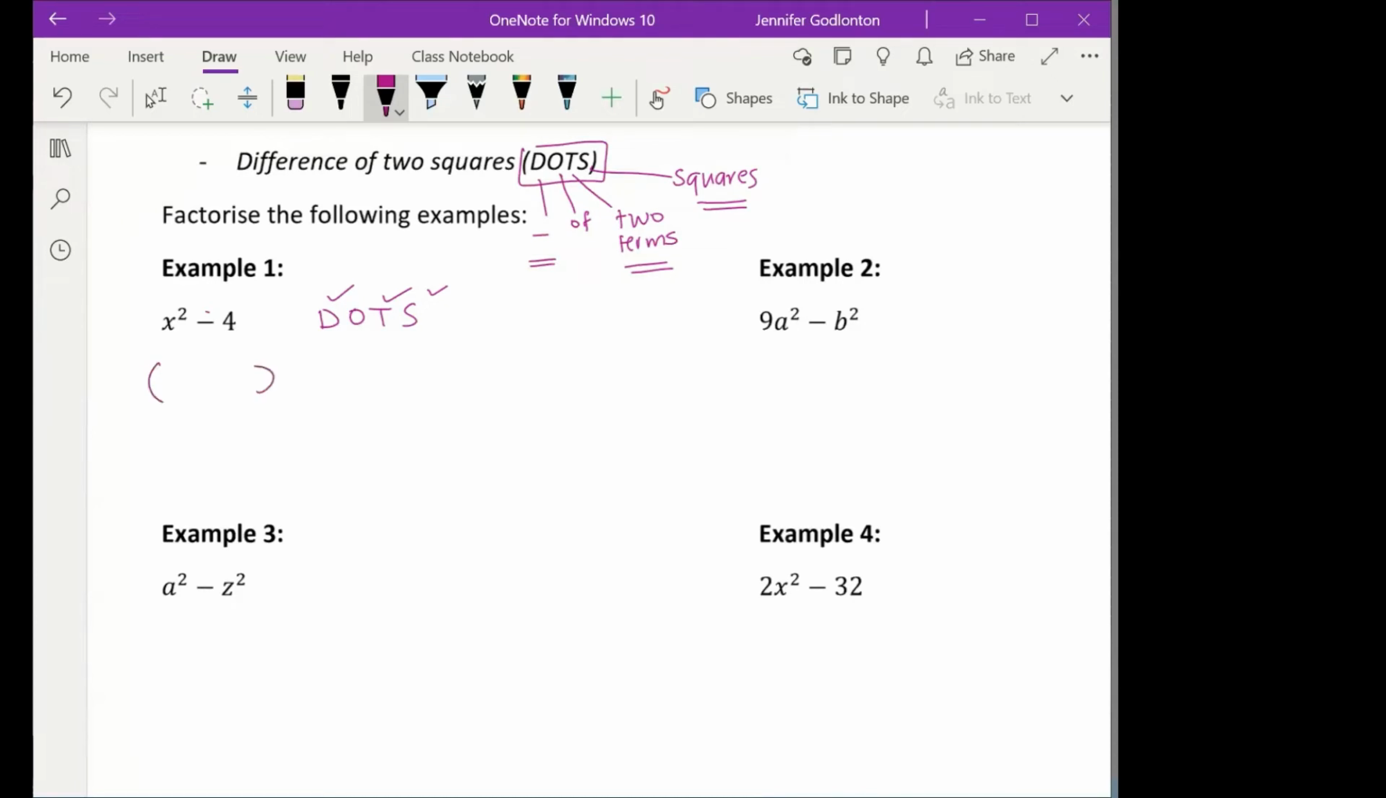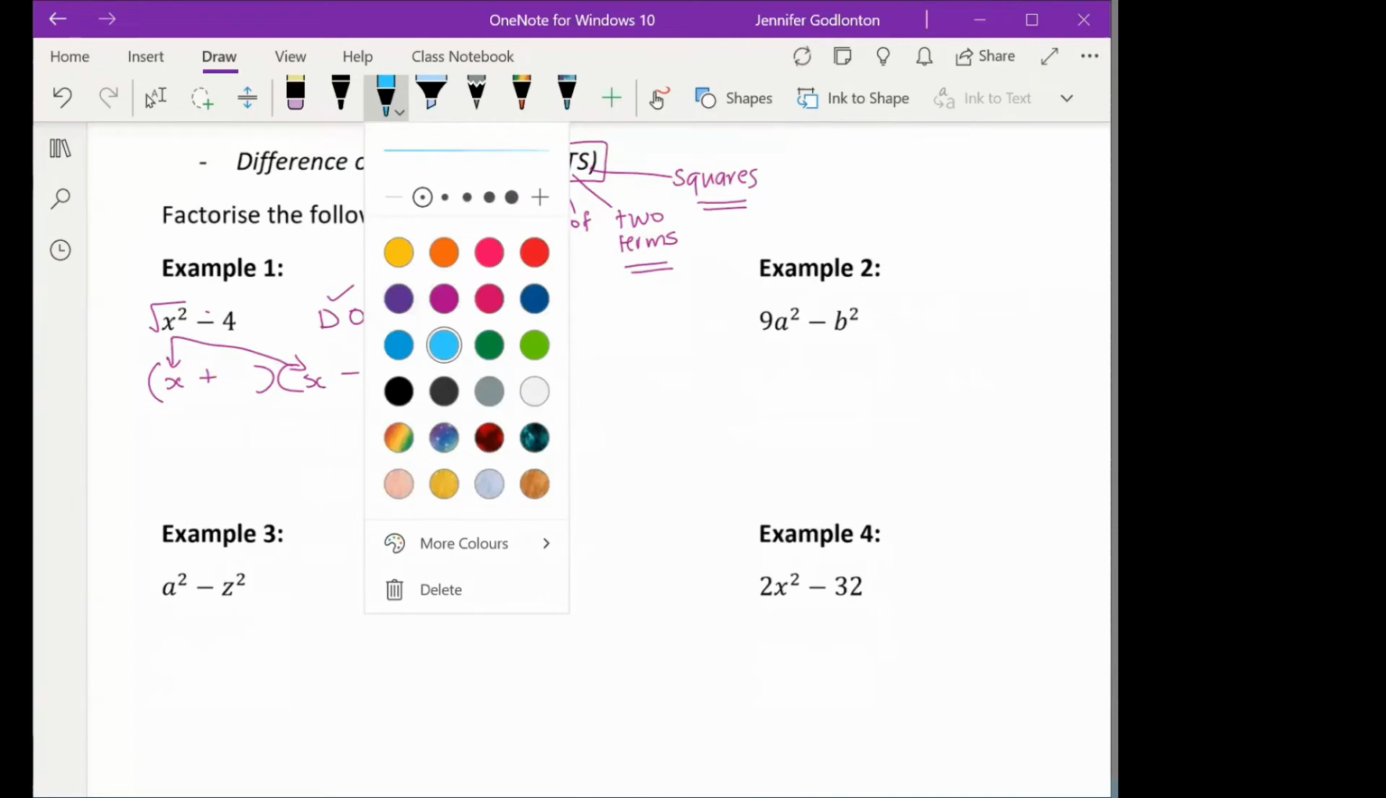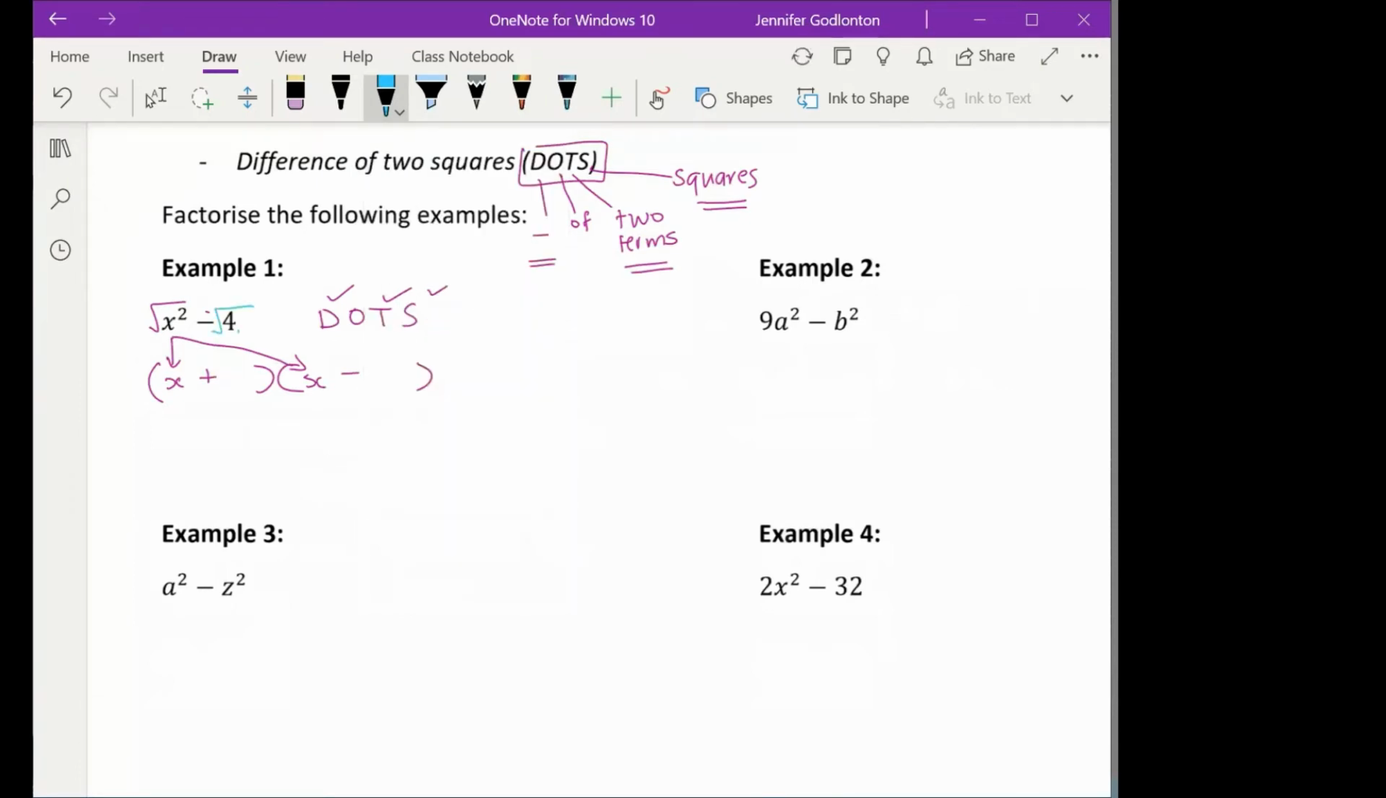When I do difference of 2 squares, I always have 2 brackets. I'm always going to have a plus sign and then a minus sign. And then in the first space of both, we look for the square root of that first term. So the square root of x squared is x, because x times x is x squared. And then for the second part, we look at the square root of the second term. That goes in both of those spaces, which would be 2. So we're going to have (x plus 2)(x minus 2).